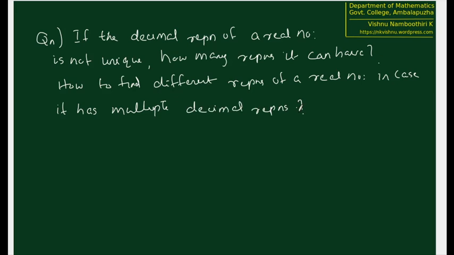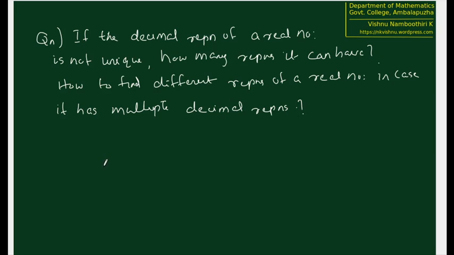If the decimal representation of a real number is not unique, then how many representations can it have? If the representation is not unique, it means that definitely there exist at least 2. And can there exist more than 2? That is one question. And in case there are more than one representations of a real number, how to find out all these representations? These are the two questions that we are going to ask and discuss now.